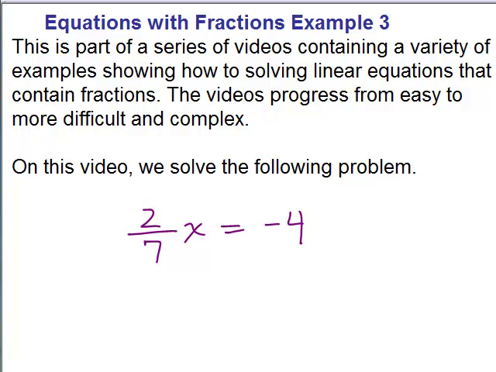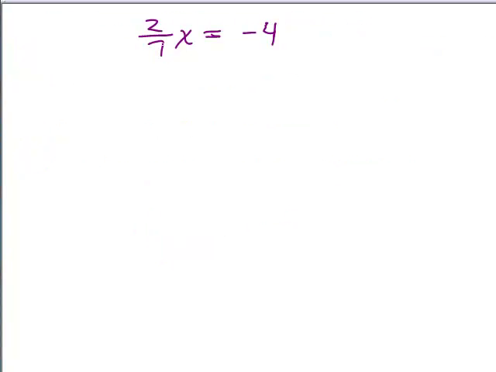This is example 3 in our series of solving equations with fractions. All right, so if you want, try this one on your own first and check it. All right, what can we do here? We have 2/7 x equals -4.